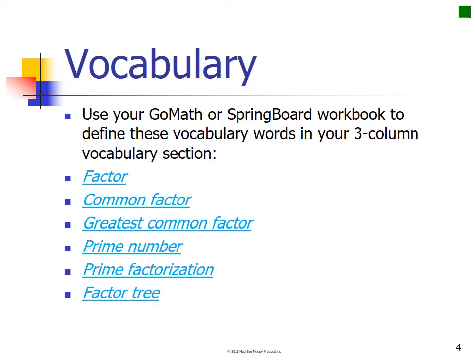Please use your Go Math or Springboard workbook to define these vocabulary words in your 3-column vocabulary section: factor, greatest common factor, prime number, prime factorization, factor tree. You may pause the video at this time so that you may do that.